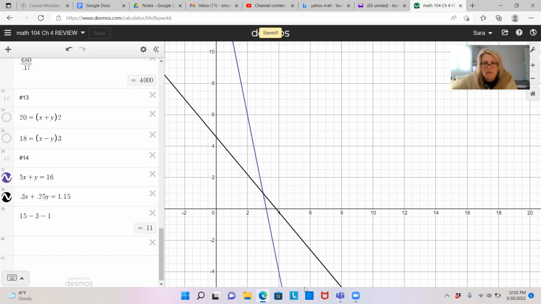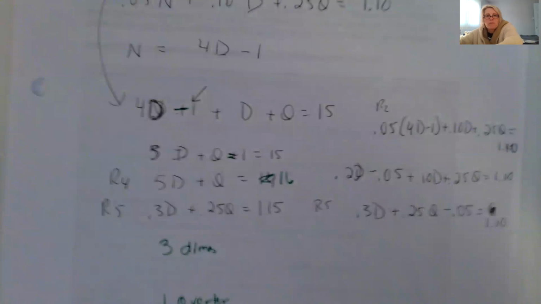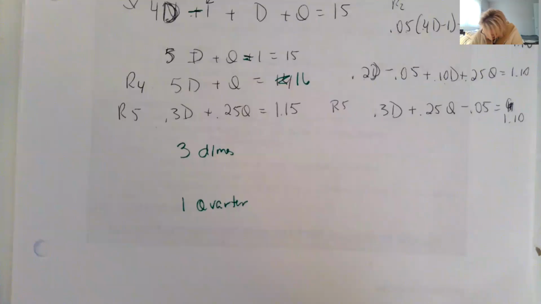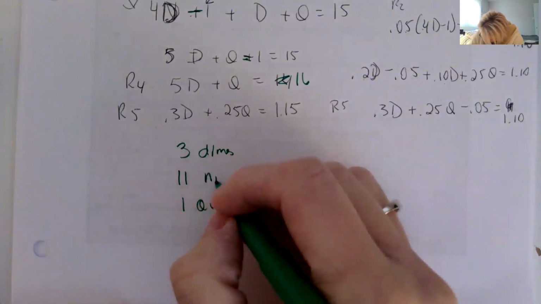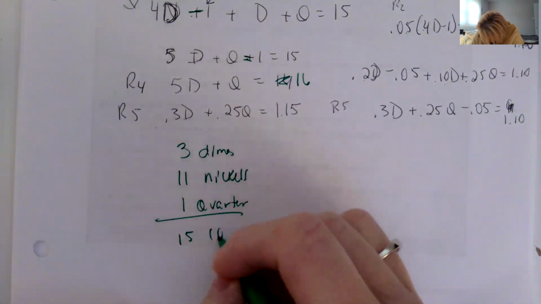And I'm going to go back to the paper so you can see. So there must be 11 nickels to equal 15 coins.